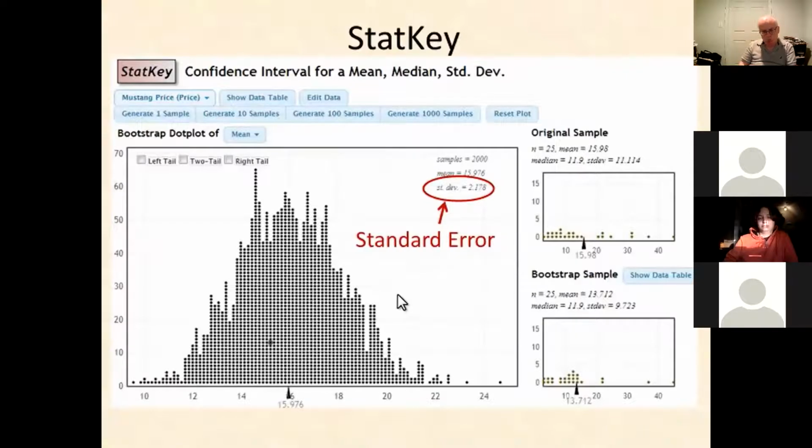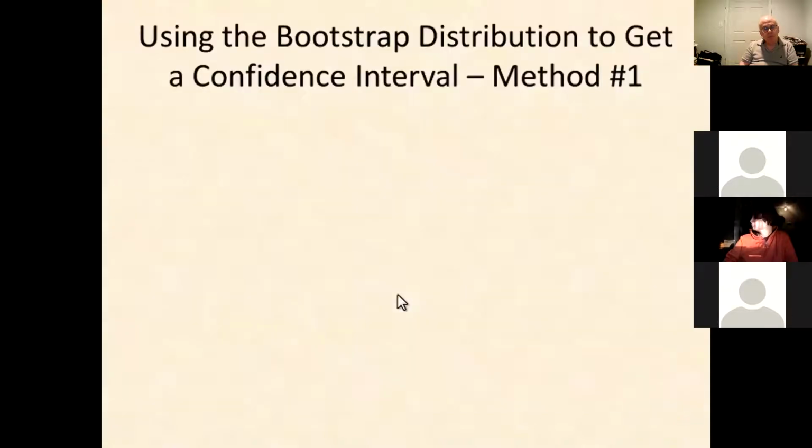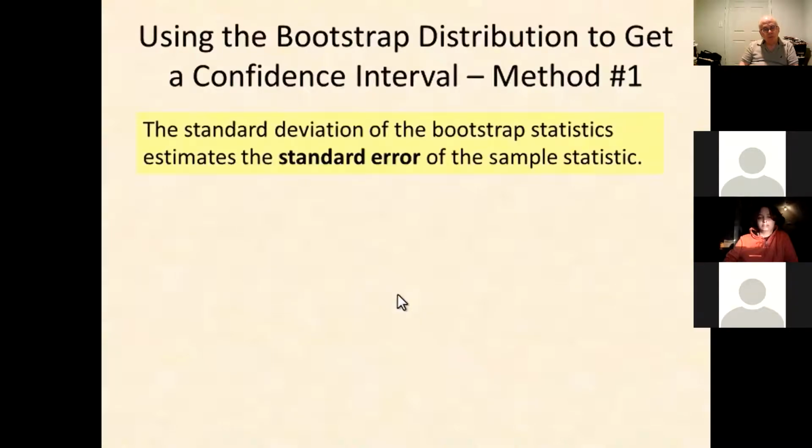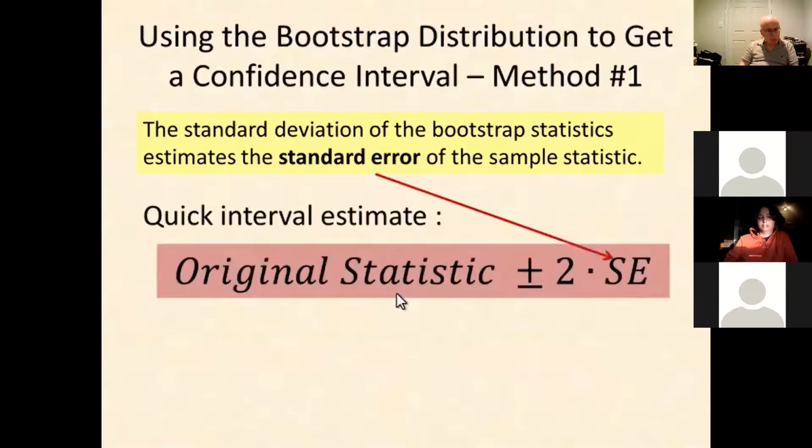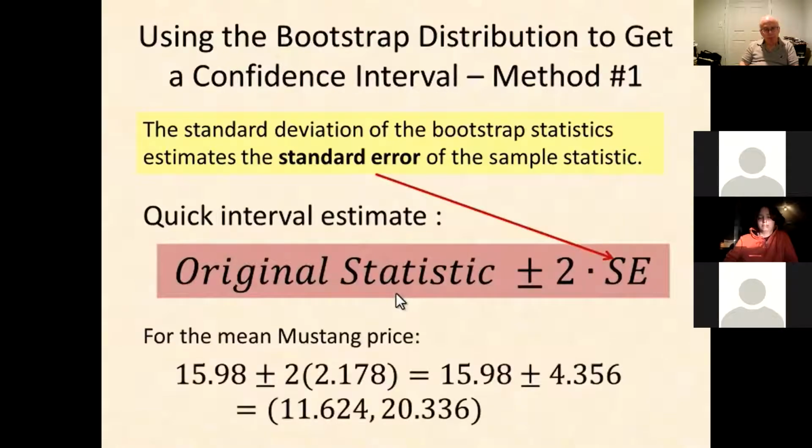So there's two ways to use a bootstrap distribution to get a confidence interval. The first way is to use that standard error. The standard deviation of the bootstrap statistics estimates the standard error of the sample statistic, and a quick interval estimate is to use the original statistic plus or minus 2 times the standard error. So for the mean Mustang price, the original sample mean was 15.98 in thousands of dollars, plus or minus 2 times the standard error that we found from the bootstrap distribution. And we compute that to be 11.624 up to 20.336.